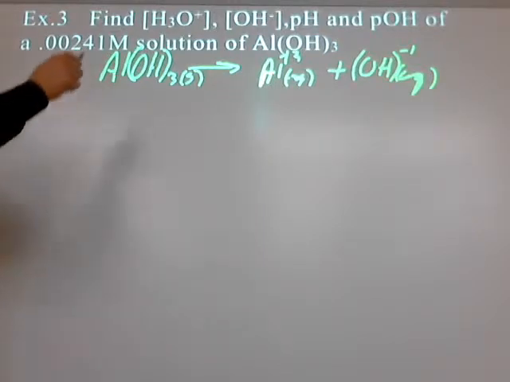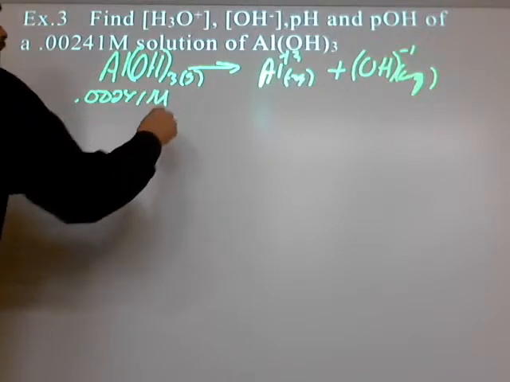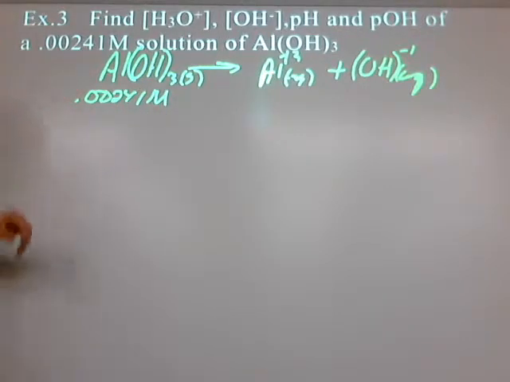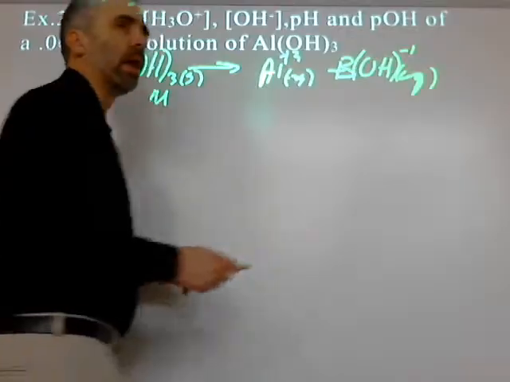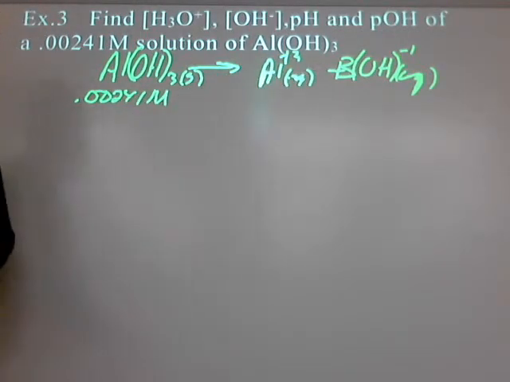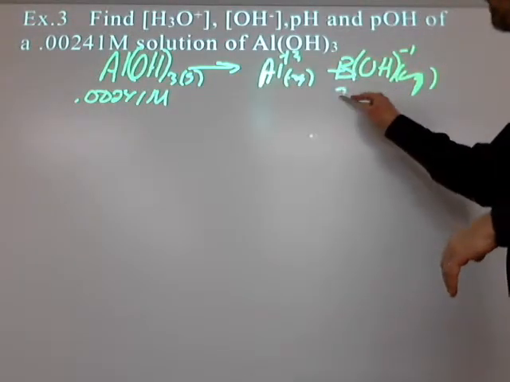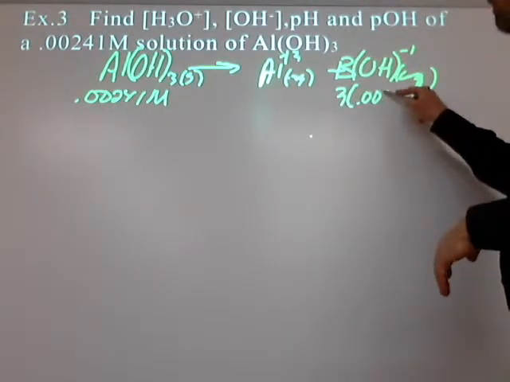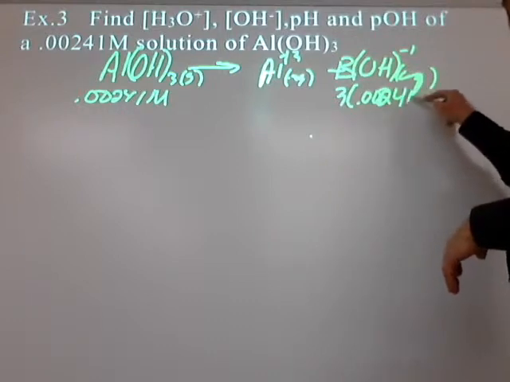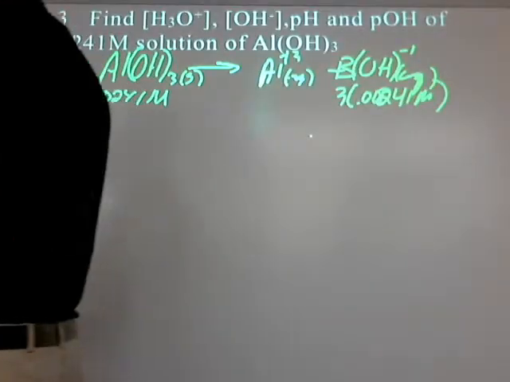You already know, since it's 0.00241 molar of this, and it goes to completion, I have to balance this with a 3 there, right? Because I had 3 OHs here. I needed a 3 in front of that guy. And so therefore, I don't really care about aluminum. I'm just going to go right over to here, 3 times 0.00241 molar. So you basically know one guy off the bat, as soon as you're told the concentration.